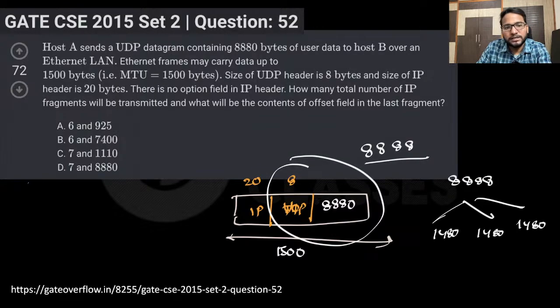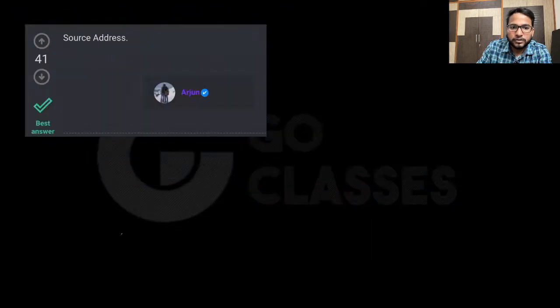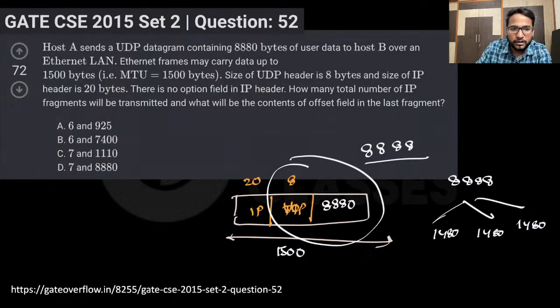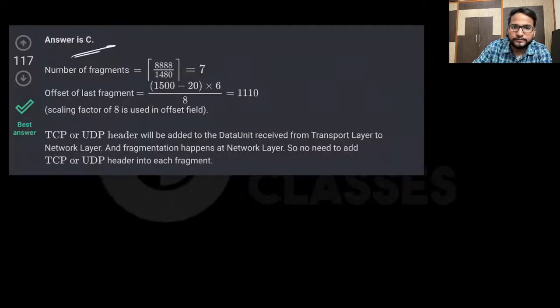Now how many total packets? 7 packets. And then for the last datagram, it is the 7th packet, and then it is having 185 into 6. The offset is 185 times 6. So I think they are asking about the offset, right? So I think C is the answer. Here the answer is C. That is also an easy question. Using the UDP they try to confuse you, but this is an easy question.